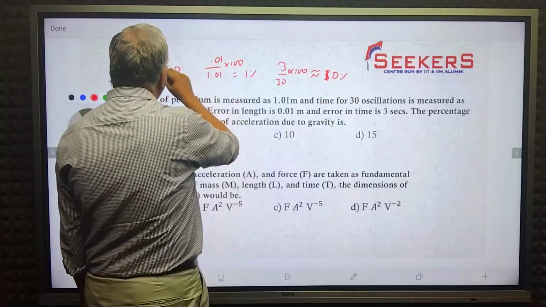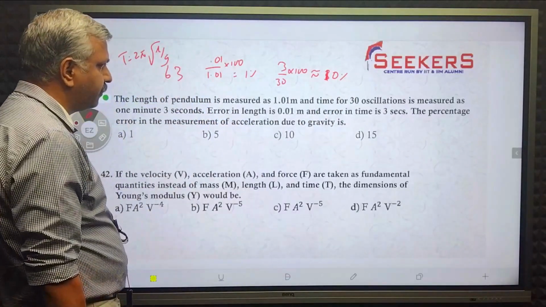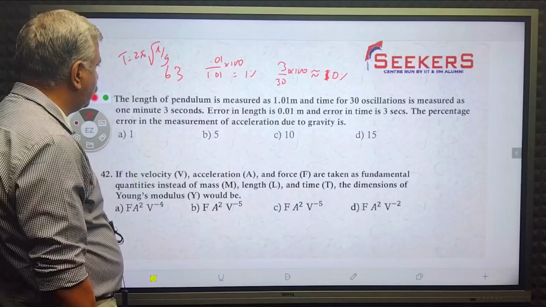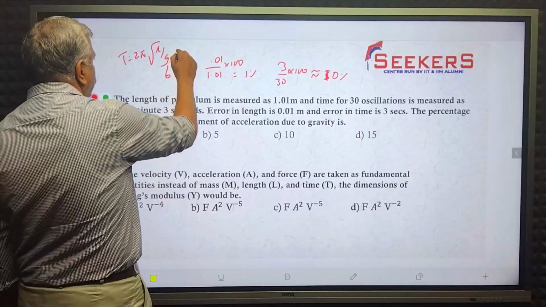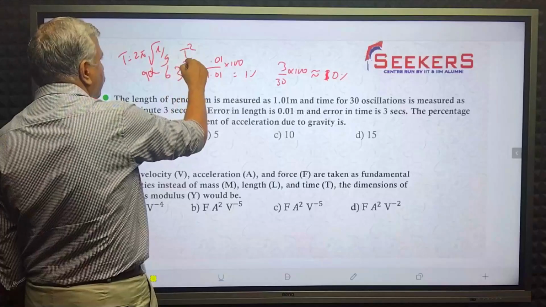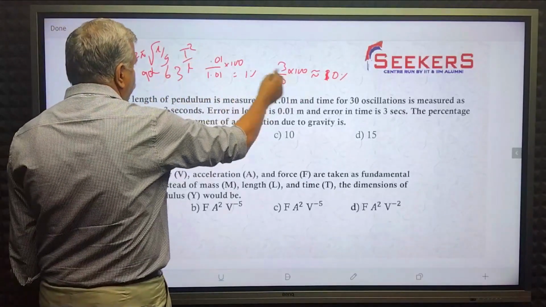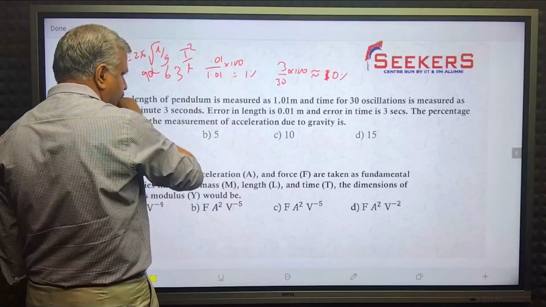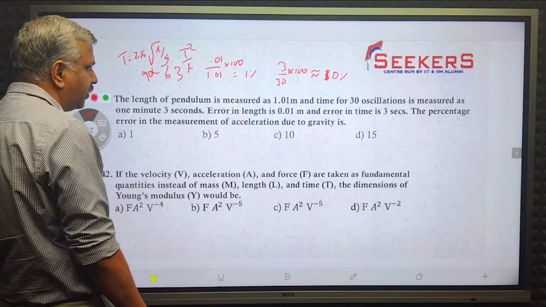So T is equal to 2 pi root over L by g. So for the measurement of gravity, T squared, so gravity will be proportional to T squared by L. So that will make it 21%. So 21% option is not there.